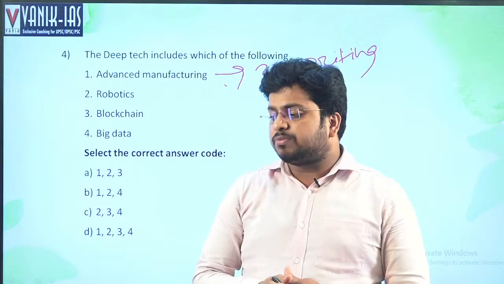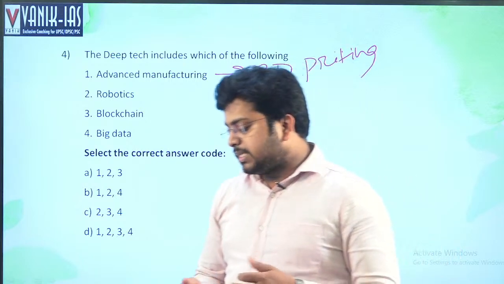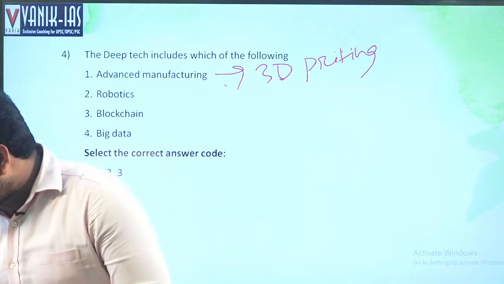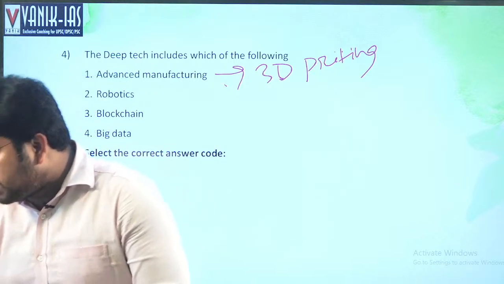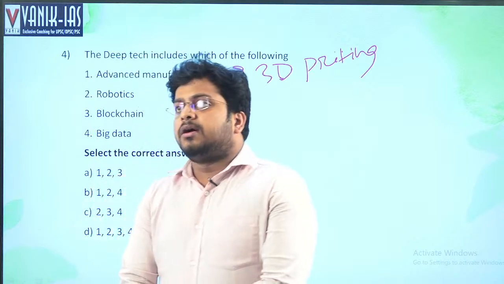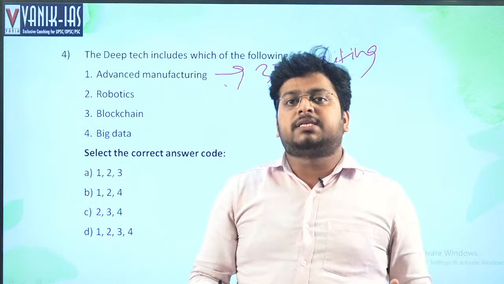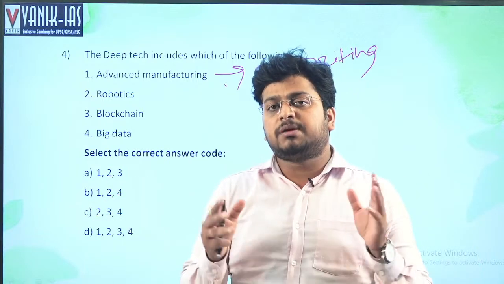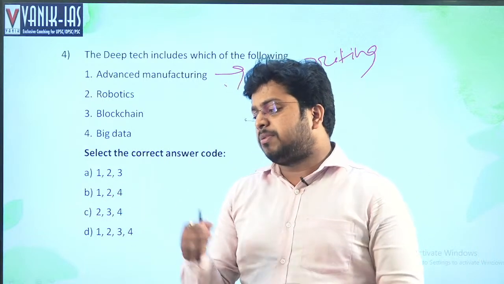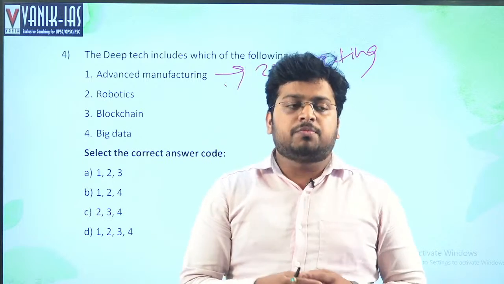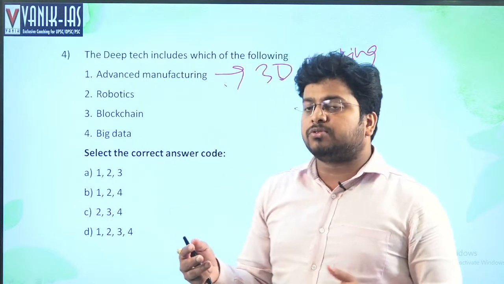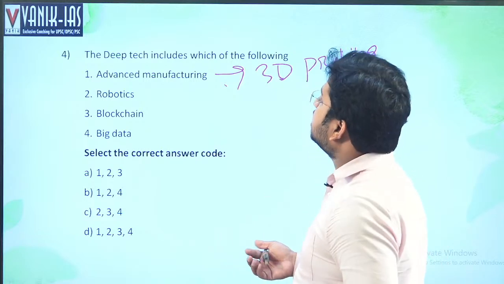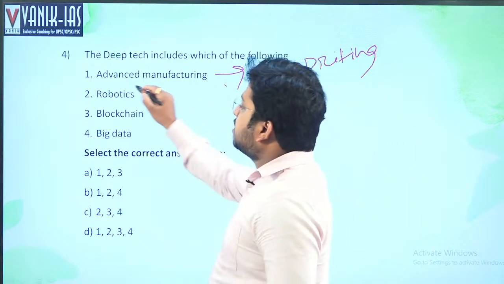Similarly, in the case of 3D printing, from the same machine you can produce different types of goods. From the same machine you can produce a plastic chair, plastic table, plastic spoon, plastic duster, anything you can produce, right? You just have to input the design and that will produce it, right? That is called 3D printing. That is called advanced manufacturing.